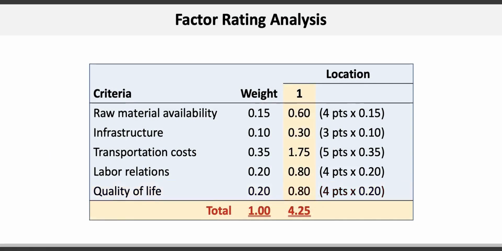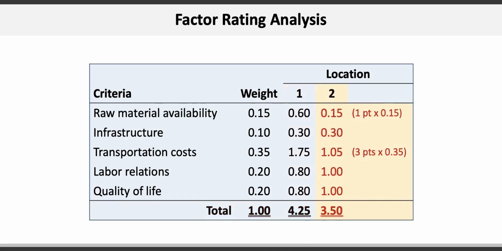Then you add up the scores. Now you may have already noticed that the sum of the weights equals 1, or 1.0, and that's always the case. Sometimes you may see the weights expressed as percentages, so 15% for raw material availability, 35% for transportation costs, etc., and they will always add up to 100%. The final weighted score for location 1 is 4.25. We would then go ahead and repeat this for every location.